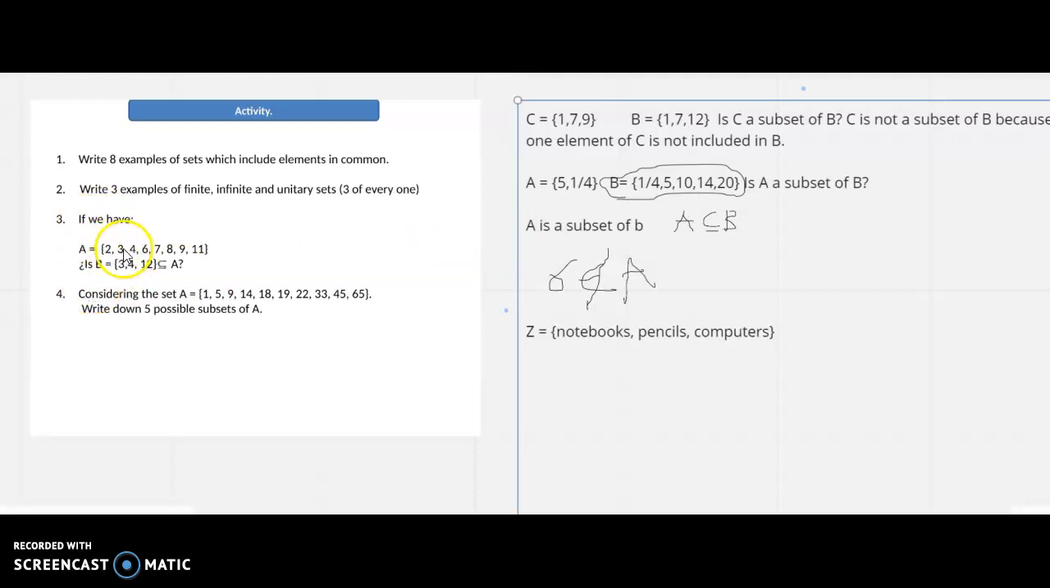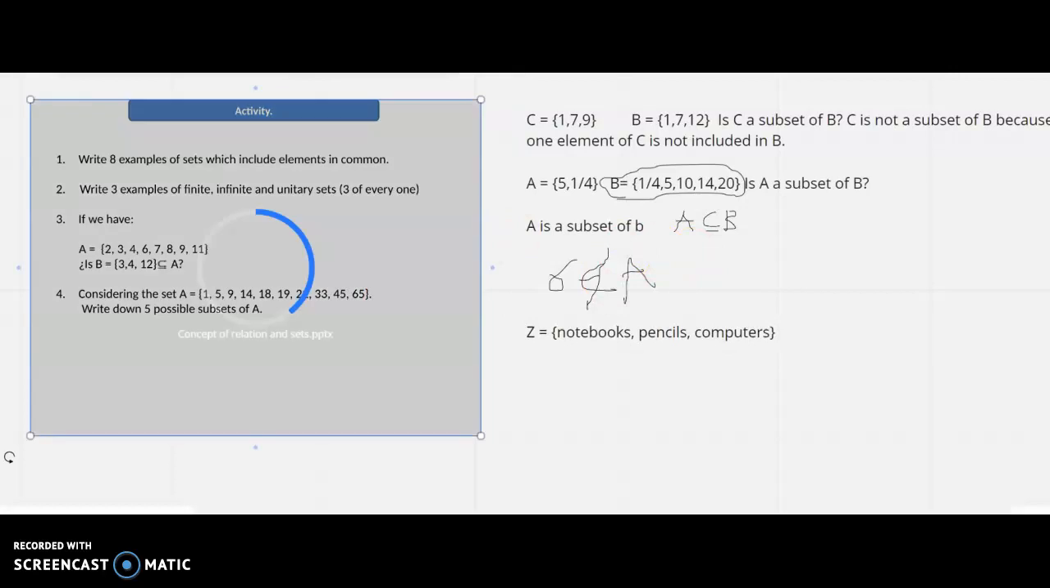If we have A equals this set, is B, 3, 4, and 12 a subset of A? Remember the condition. These numbers must be included in the set A. So you decide if B is a subset of A. Considering the set A, look at these numbers, write down 5 possible subsets of A. Remember, you can choose some groups of elements from the set A and write 5 different possibilities. Okay, so you're ready to do it. Okay, so let's go on with the last slide.